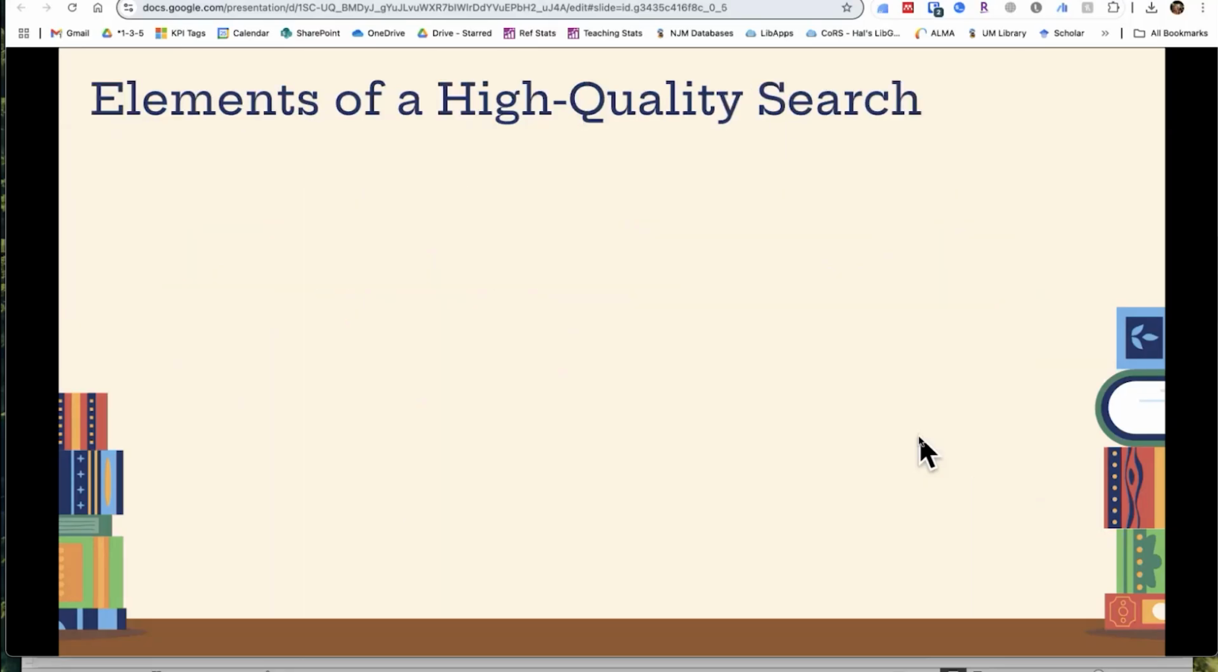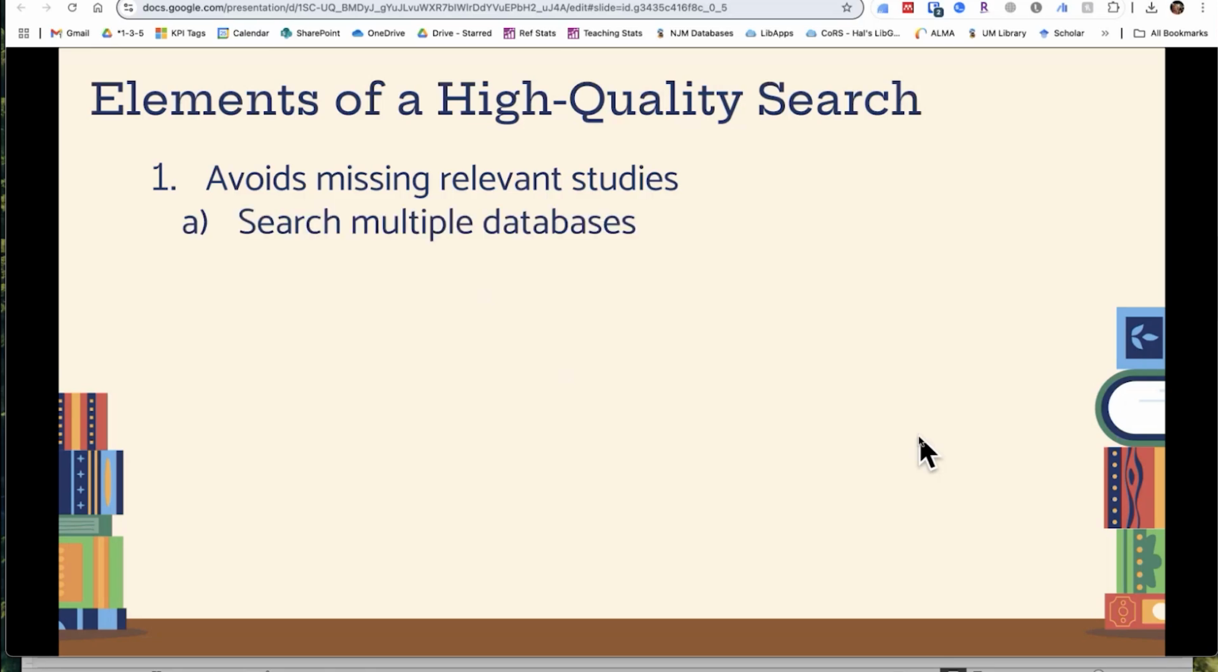So here are some elements of a high quality search. One, it avoids missing relevant studies. And the way that it does that is they are often designed to be incredibly broad. So that's why, when we looked at that PRISMA flowchart, you go from say 5,000 results that you looked at and you only included say 50: you've done what's called a really sensitive search. You've looked for everything, and then you've narrowed it down. You found your relevant studies within that huge pile of irrelevant studies.